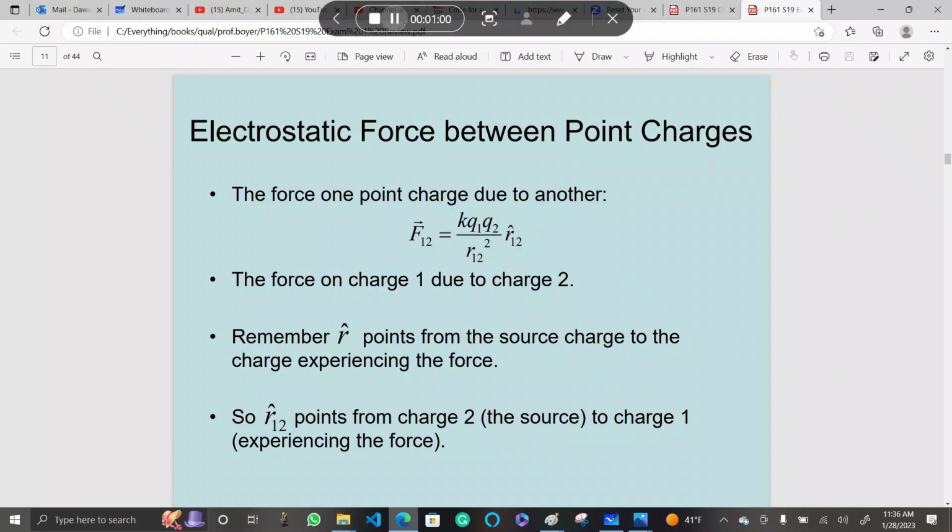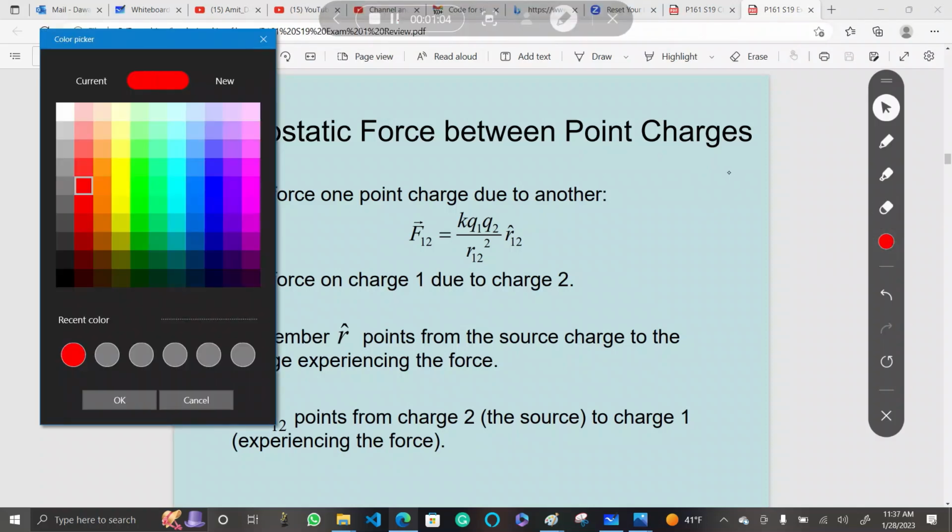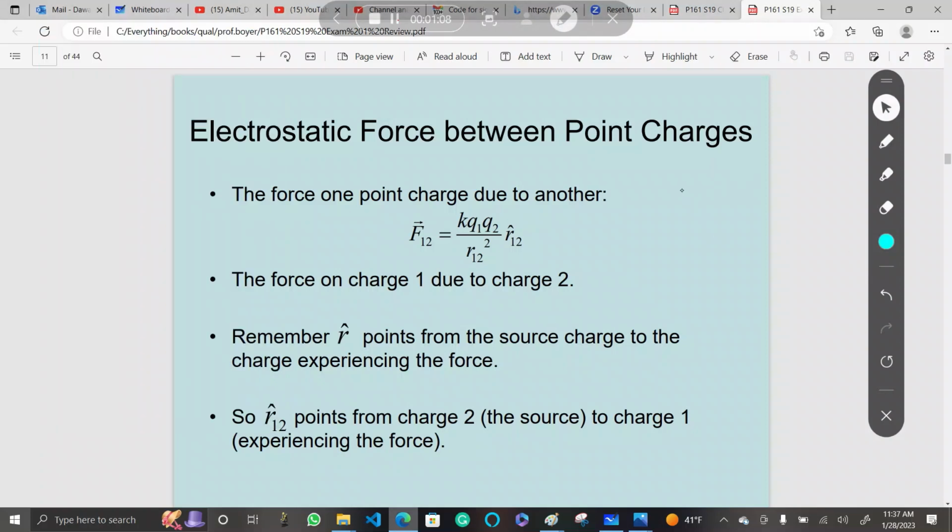Let's say the charges are Q1 and Q2. Q1 is here, this is Q1, this is Q2, and the magnitude of the force is given by the Coulomb law, which is this formula. And here the very important part is what is this R12 and what is this R12 cap.